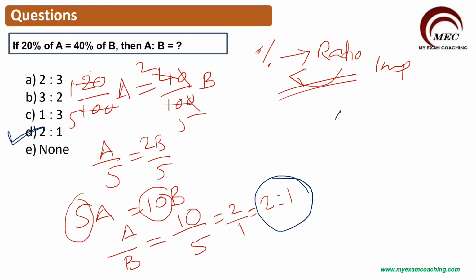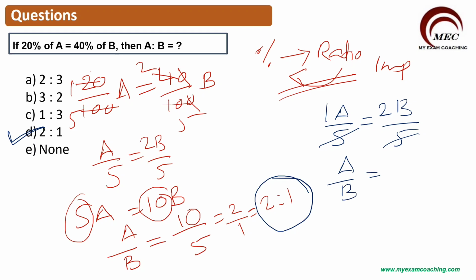We got A by 5 is equal to 2B by 5. So what I want to tell you is here itself we can cancel 5 and 5. So along with the A we have number 1 here. 1A is equal to 2B. So we want A by B. So that is equal to, along with the A, 1 will come to the bottom and 2 will come to the top. So this is equal to 2 is to 1.